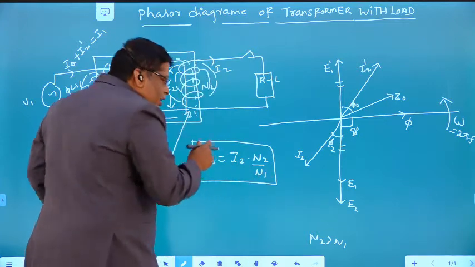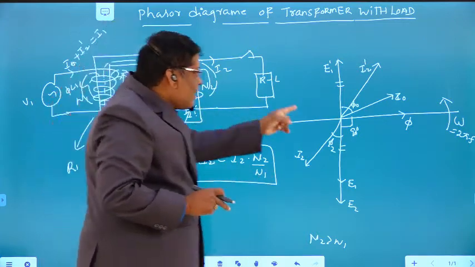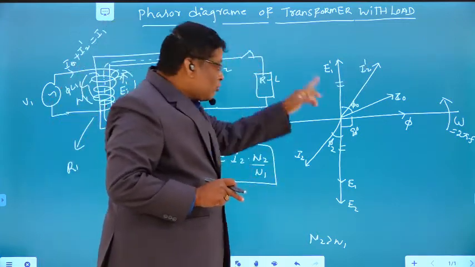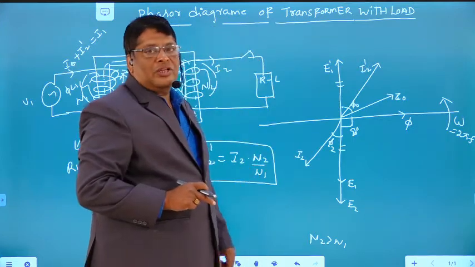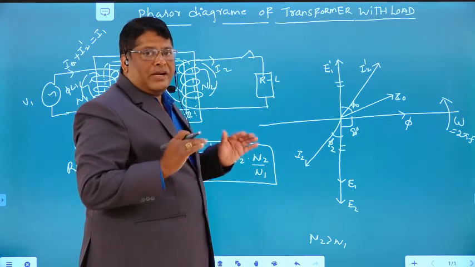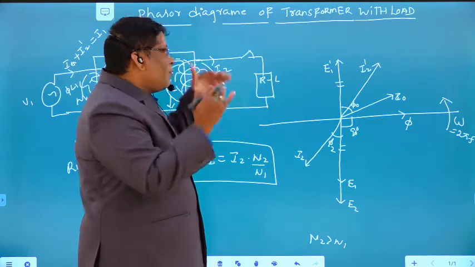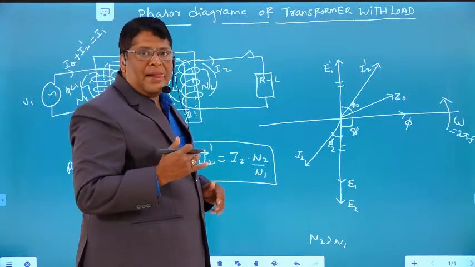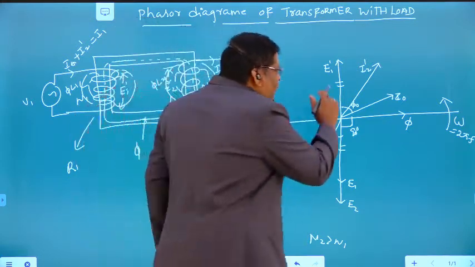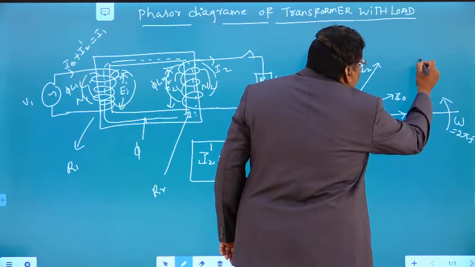So whatever magnitude we get from this relation, the same length you have to maintain here, but it should be opposite to I2, because both are magnetizing the core in opposite directions. Now you find the phasor sum of these two.